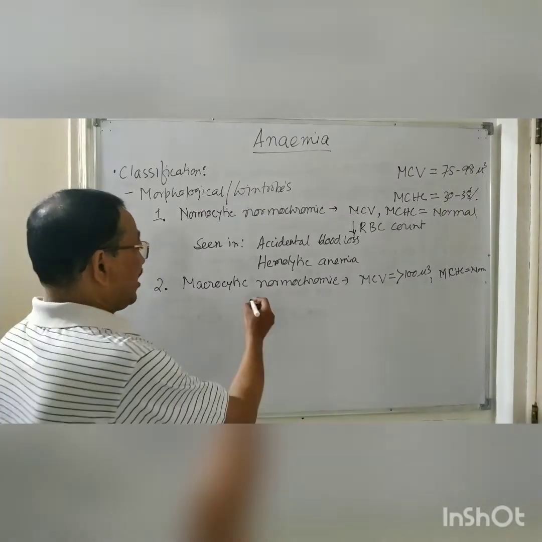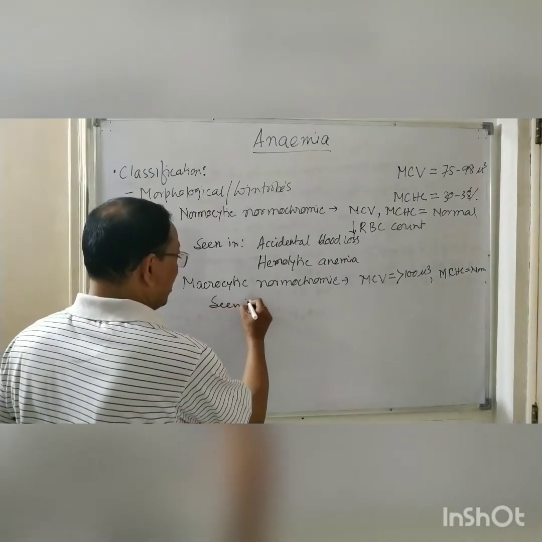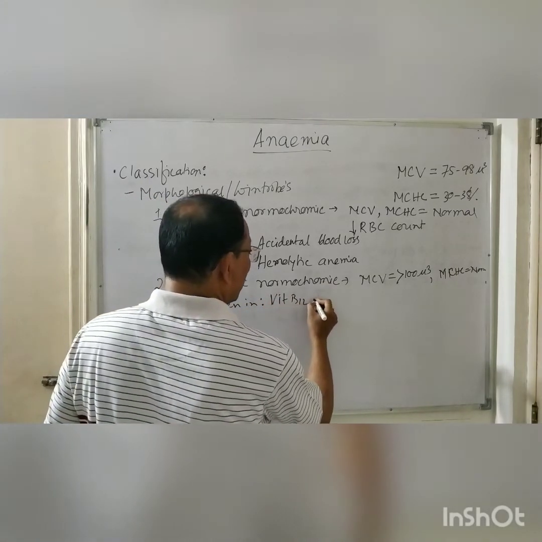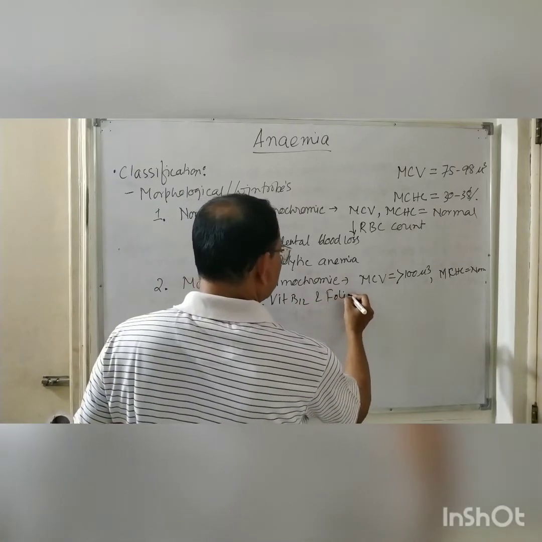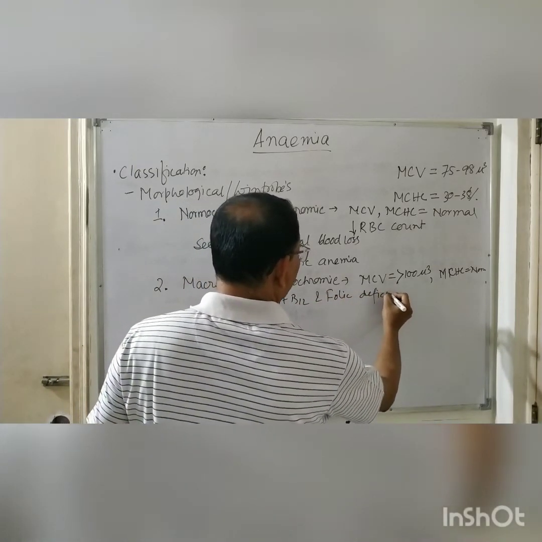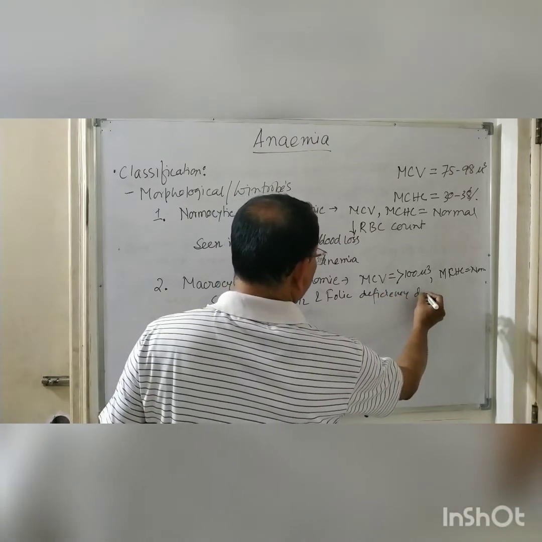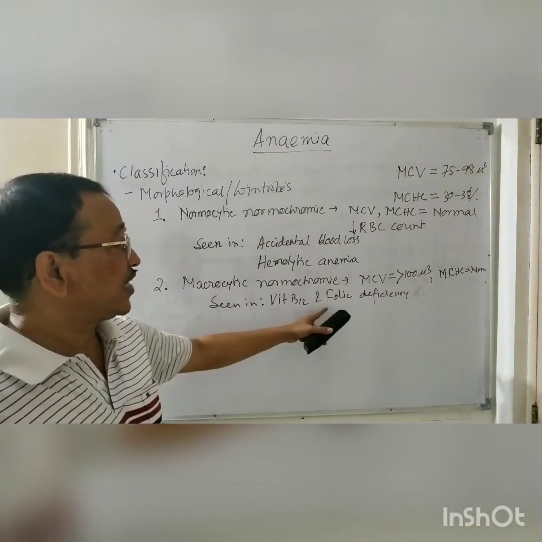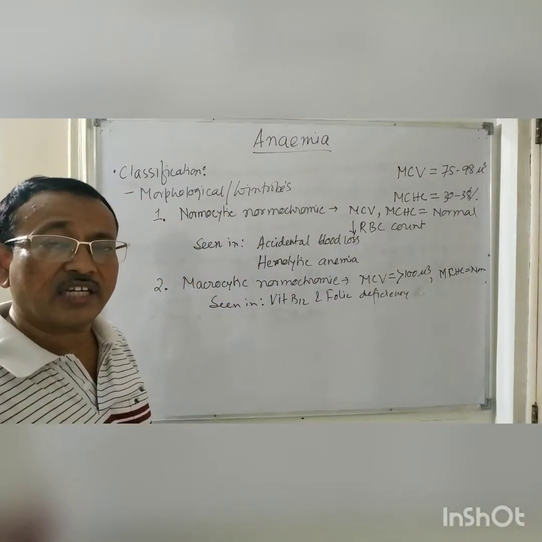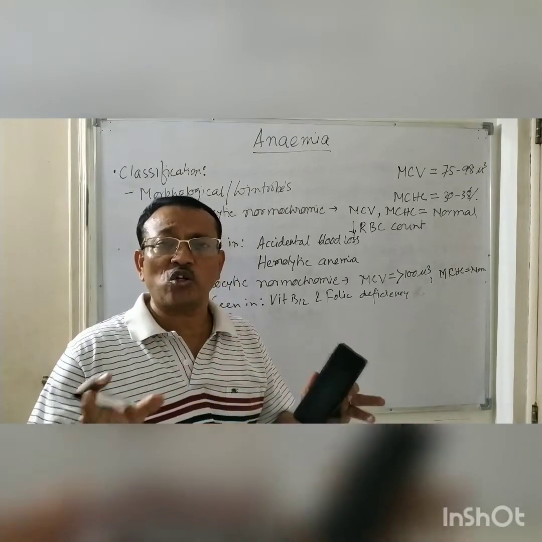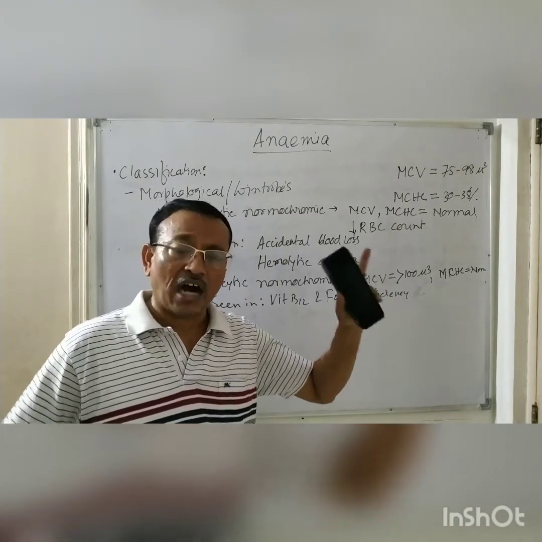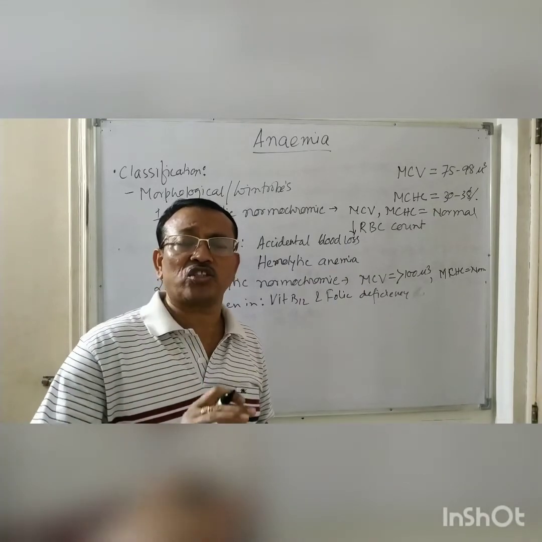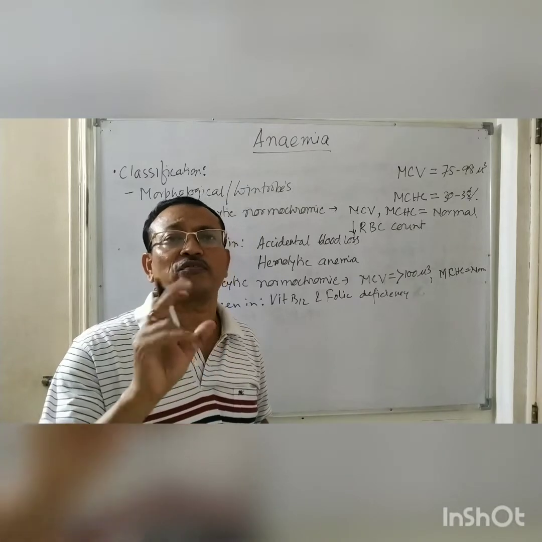And this type of anemia is seen in vitamin B12 and folic acid deficiency, folic acid deficiency in the diet. So if in the diet folic acid is deficient and vitamin B12 is deficient, then what happens? RBC cannot mature. As I told in my earlier video, there are some factors that affect erythropoiesis, of which maturation factor is one of the factors.